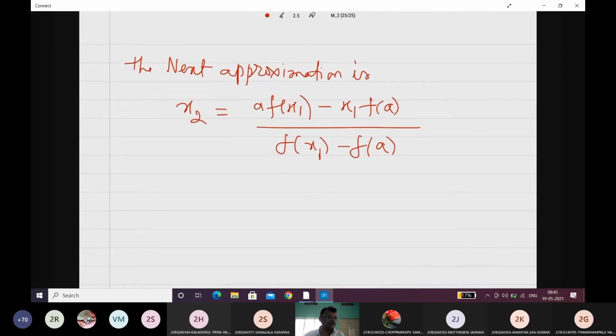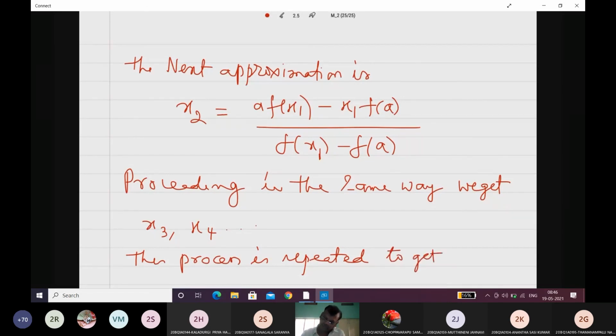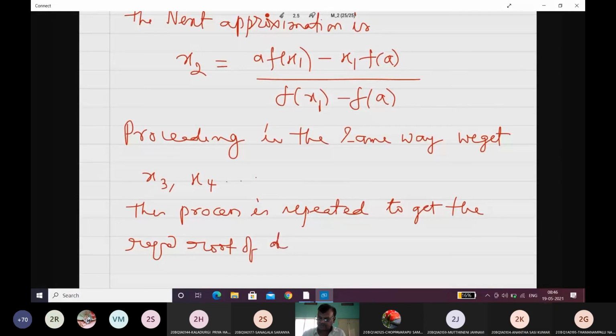So this is the procedure that we have to follow. Proceeding in the same way, we get x3, x4, etc. This process is repeated to get the required root of the desired accuracy. This is the way.